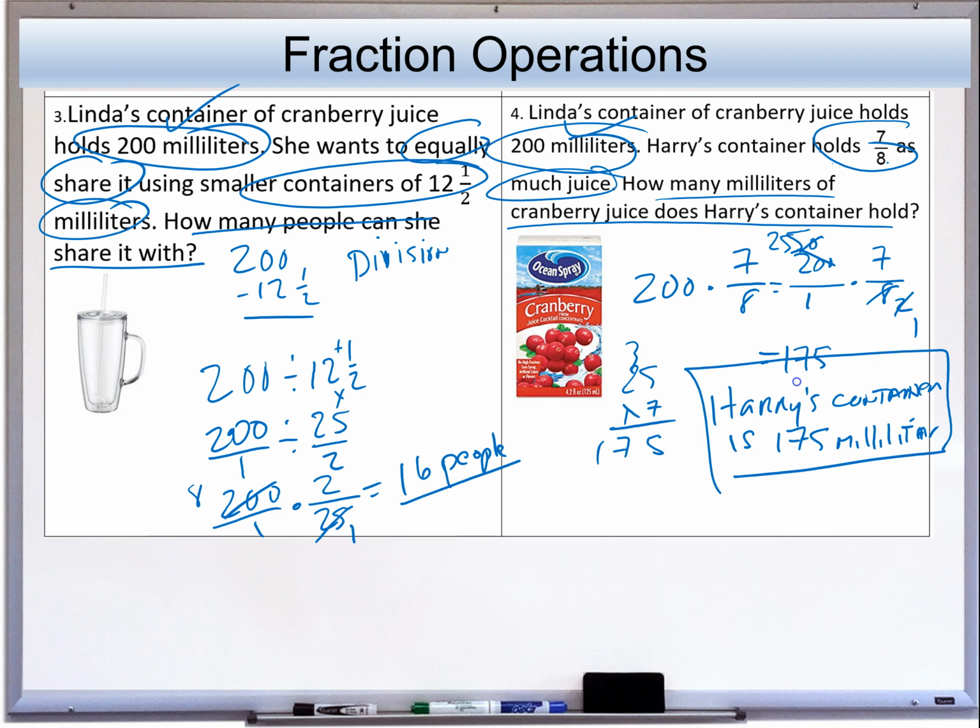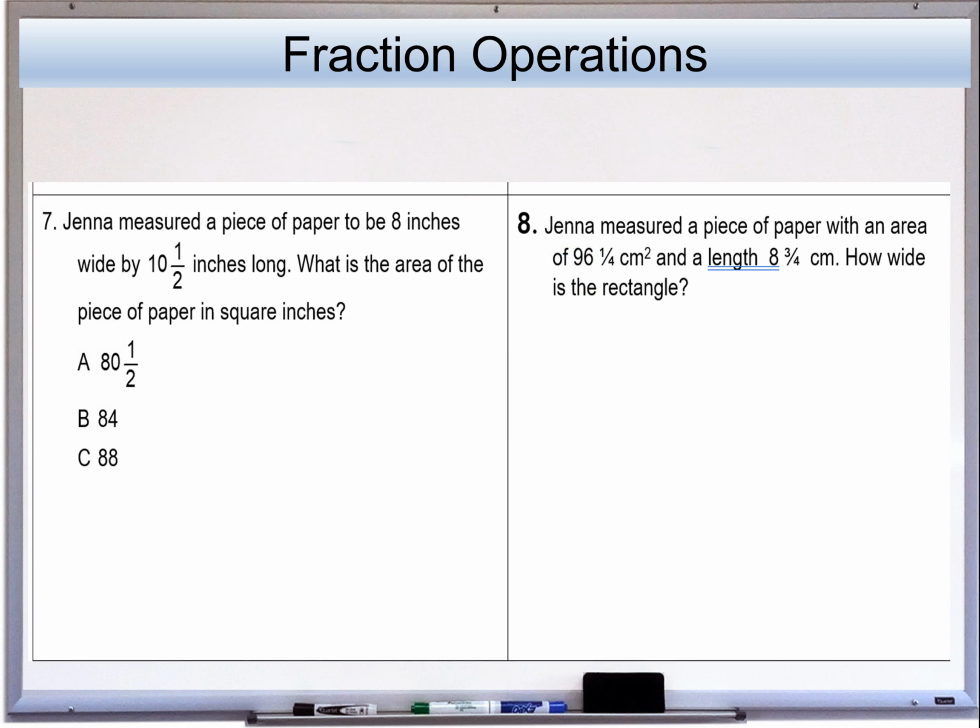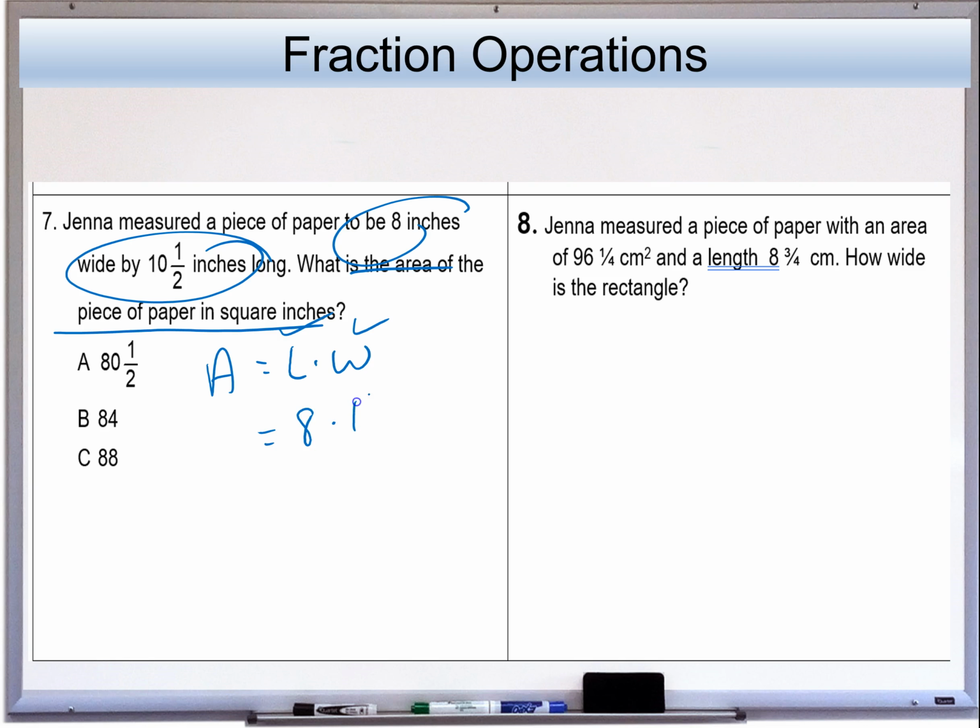Alrighty. What are we, 6 minutes? Maybe we can finish both of these. All right, then I measured a piece of paper, 8 inches by 10.5. What's the area? All right, so area we know is length times width. They tell me the length and they tell me the width. Straight multiplication. So 8 times 10.5, convert to an improper fraction, 21 halves. There's no multiplicative inverse in this one. 84 inches squared.